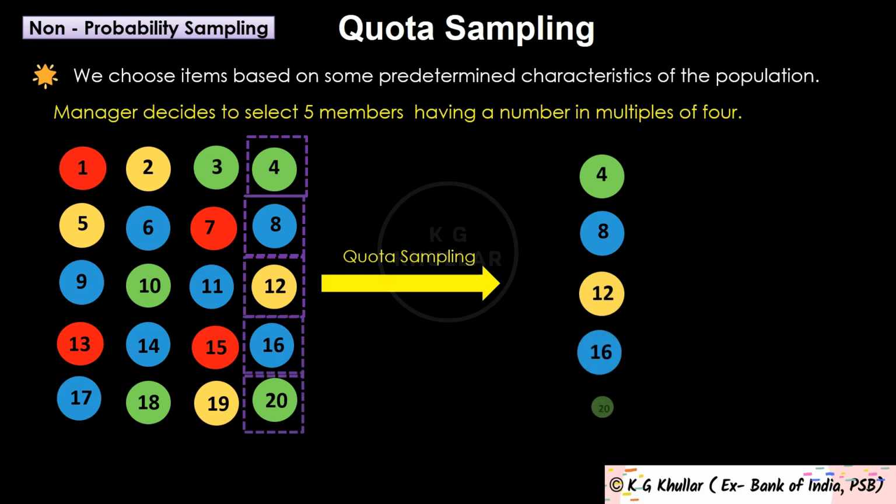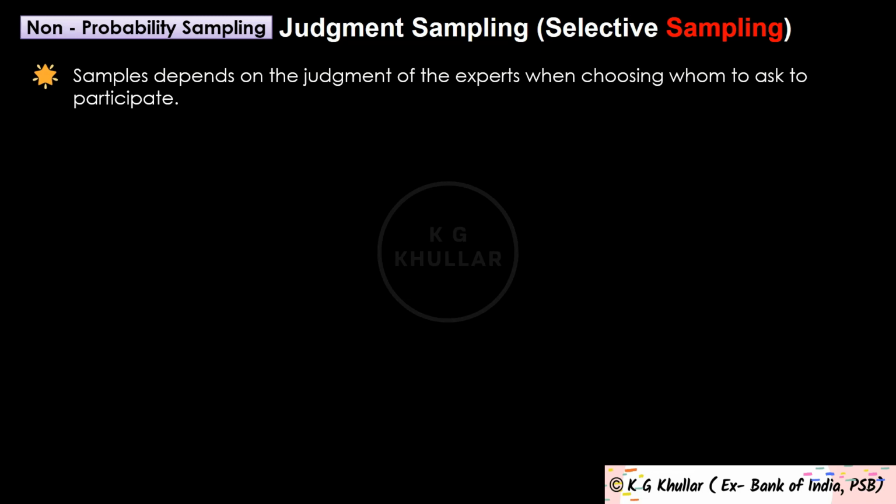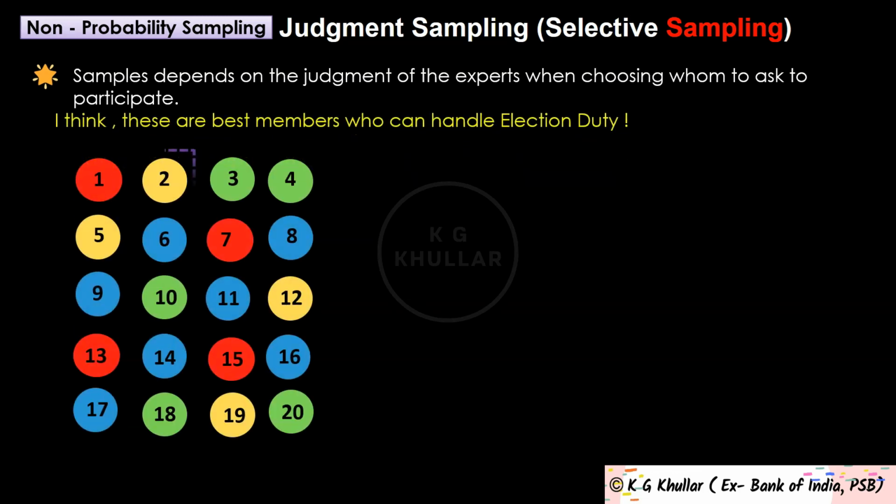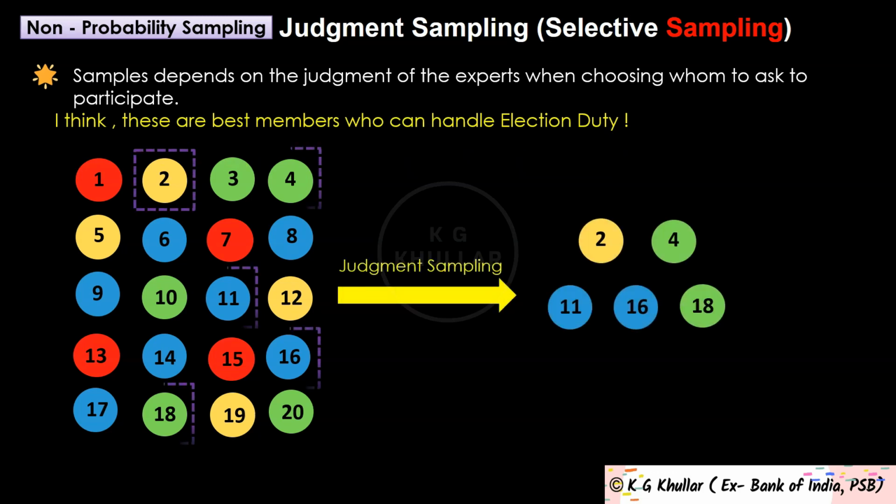Then next we have judgment sampling. Friends, this sampling is also known as selective sampling. Now in this sampling, it depends on the judgment of the experts while choosing whom to ask for participation. So in our example, the manager may select the staff member who he thinks can perform election duties effectively.